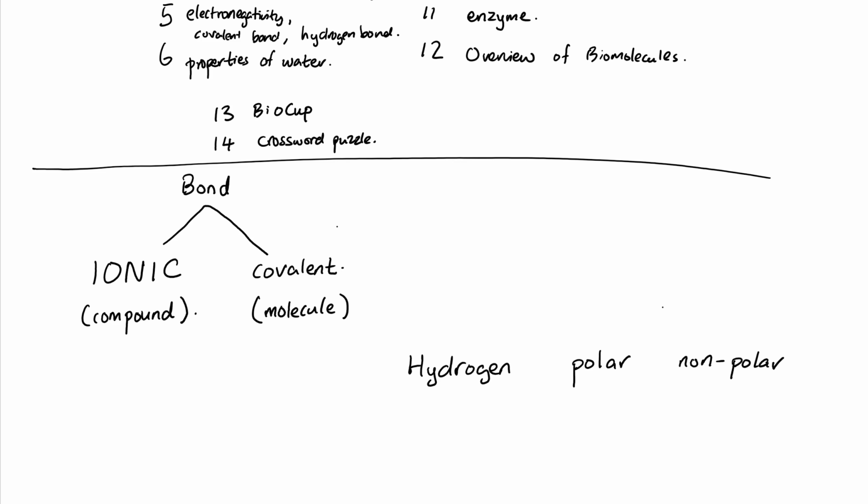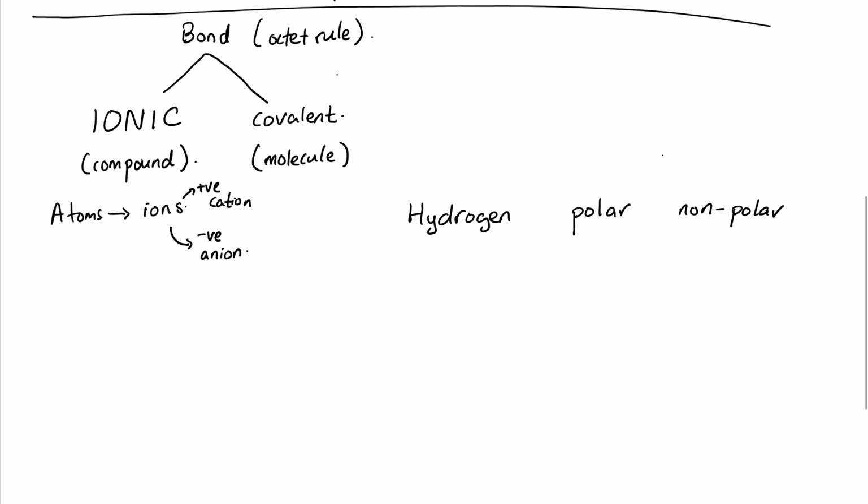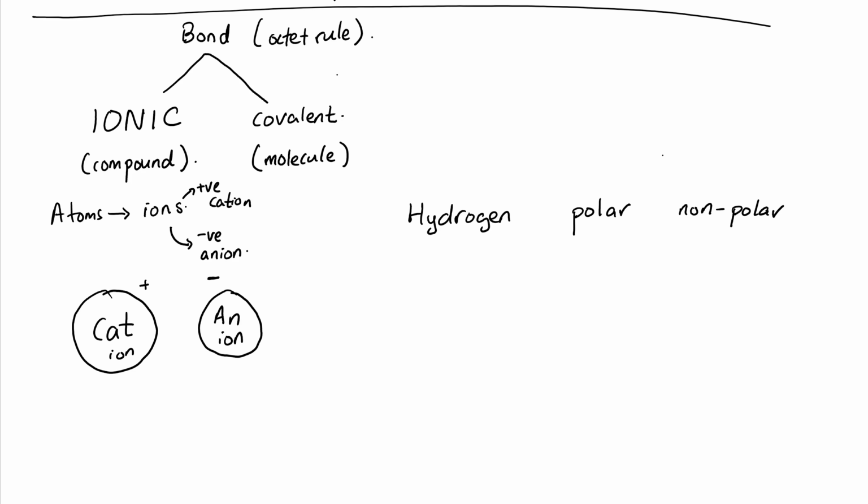Atoms make bonds because they want to achieve the octet rule in order to fill out their valence shell. So ionic bond happens when atoms become ions. They can have 2 types of ions. One is a positive ion, which is what we call a cation, or a negative ion, which is an anion. So when you have a cation, which is positively charged, and an anion, which is negatively charged, we know that opposite charges will attract each other.